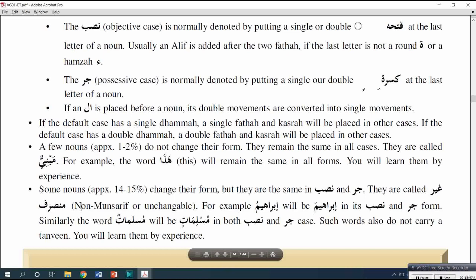Such words also do not carry a tanween. Tanween means like this, muslimatun, tun. So this tanween is not available in some words, but they are just special cases in some nouns. So don't worry about it.